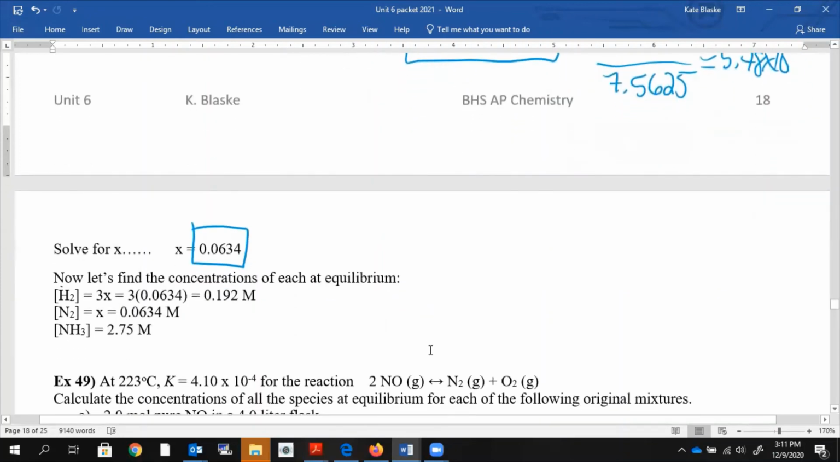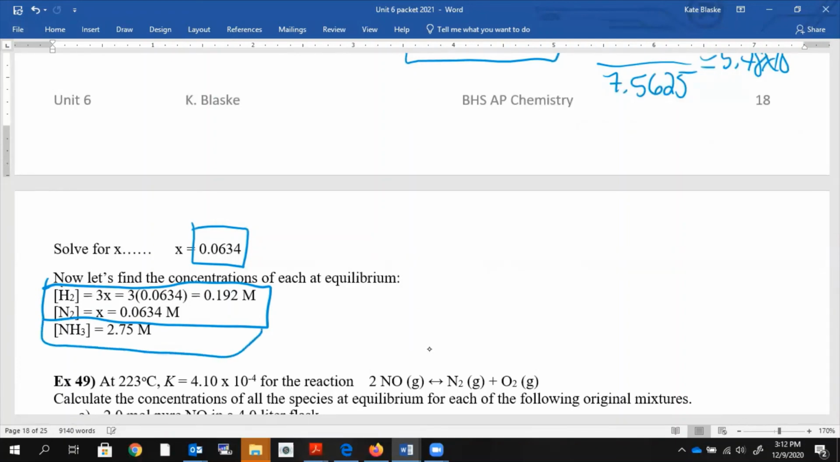But again, on the multiplied numbers, I am still going to use that to help me find my concentration. So hydrogen was 3x, so 3 times 0.0634 gives me a concentration of hydrogen. Nitrogen is just 1x, so that's 0.0634. And then my concentration of ammonia. Another way that we could do this kind of problem would be where they give you the equilibrium concentrations so that you already know x and ask you to find the value for K. Same process, just with a different variable.